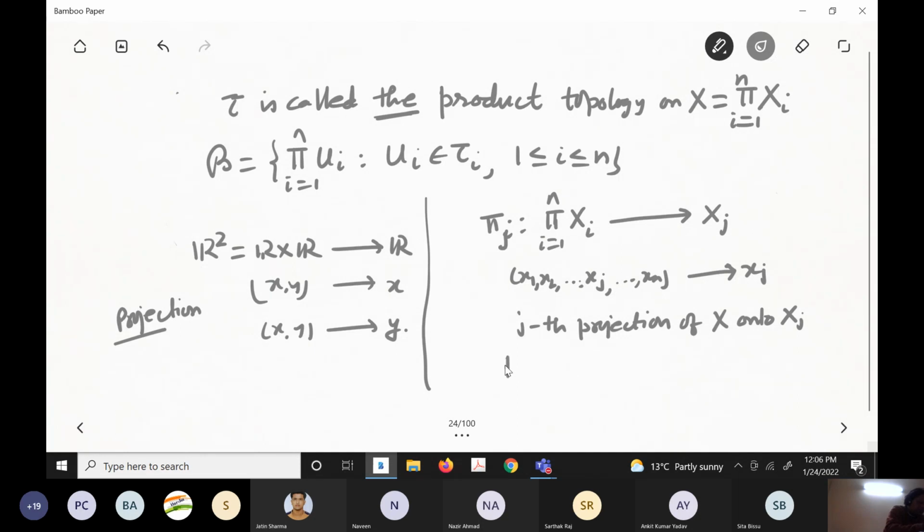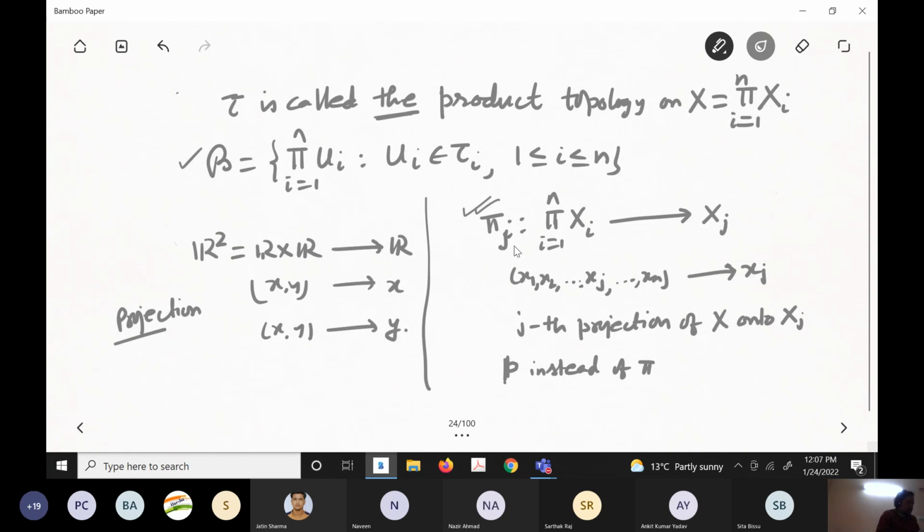Some people write p because pi actually stands for p in the Greek alphabet. Some people use this notation p instead of pi, so in some books you may find p_j. This is called the jth projection. In fact, this base and these projections give you every tool to handle product topology. You need this base and these projections.